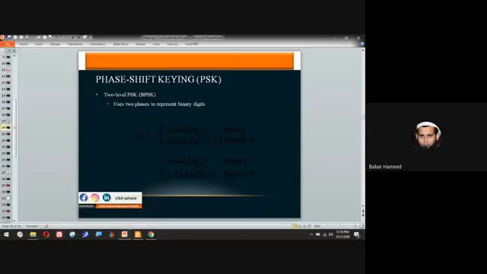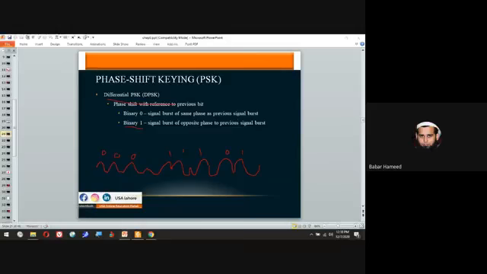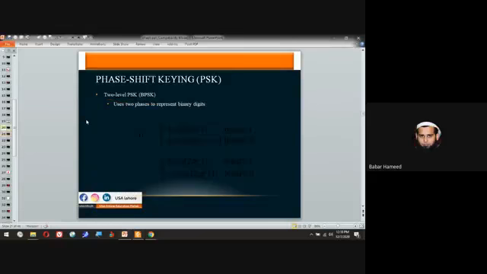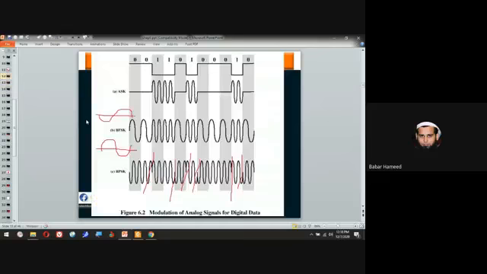Then we can define the transmitted signal as, here we can see, for 0 and for 1. It is better to show you the diagram that I showed in previous section, this one.